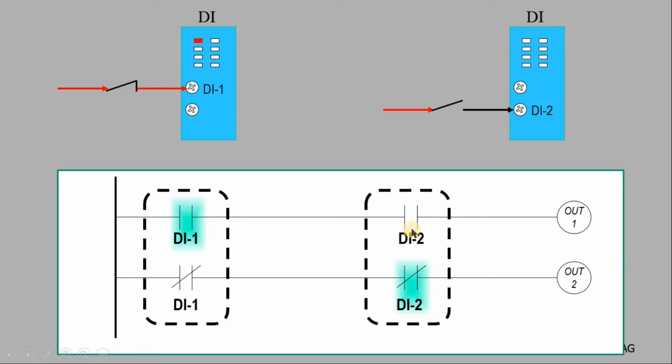So now you can understand what normally open or normally closed contact means in the ladder logic. Please, maybe you have to watch this again to make sure that you understand this point, because a lot of things are based on this slide.